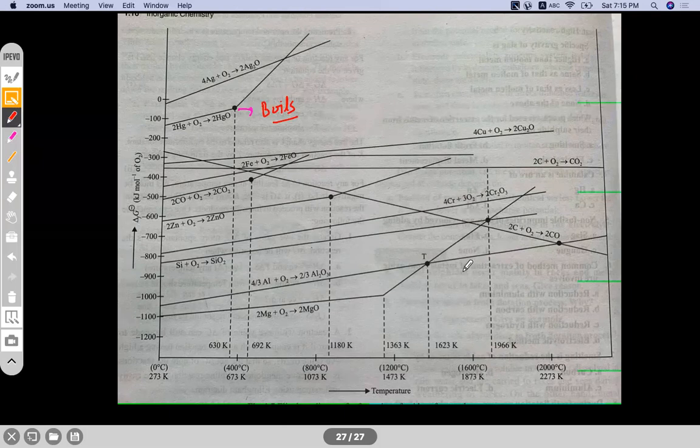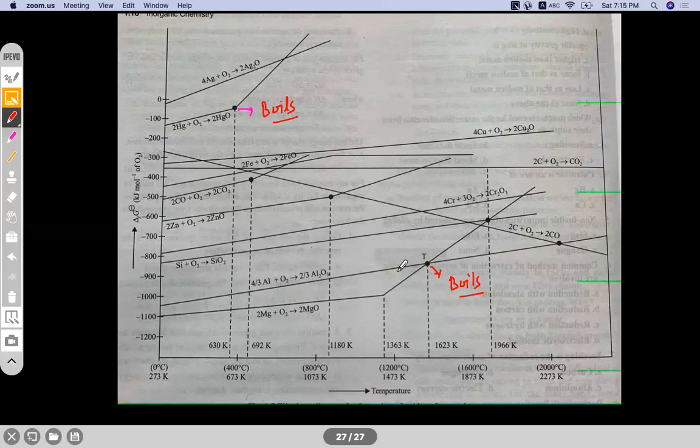Magnesium also, at this temperature, boils, because we are continuously increasing temperature, so we must reach the boiling point of the metal. So it will boil at this temperature. Whenever we have a sharp change, it represents the phase change of the reaction. Understood this point? Yes, sir. Sharp change is this.